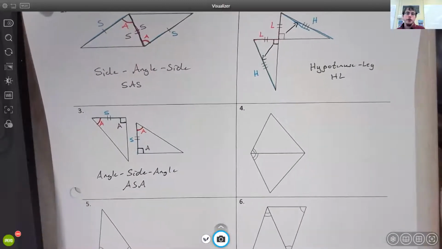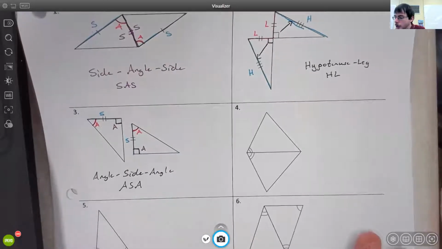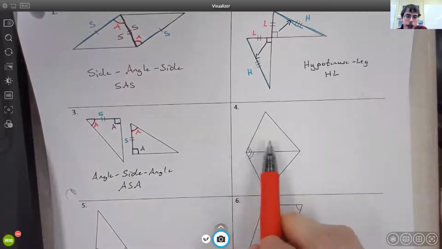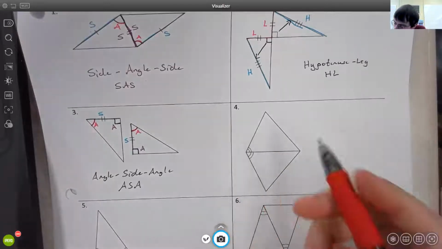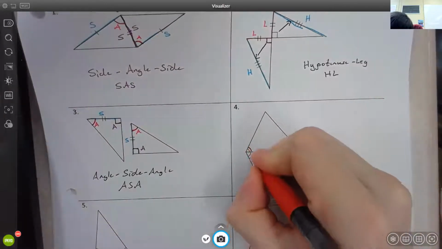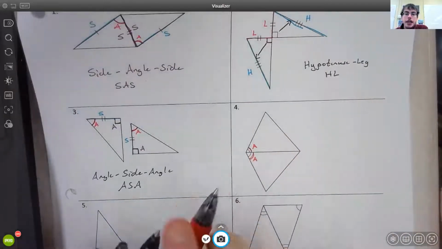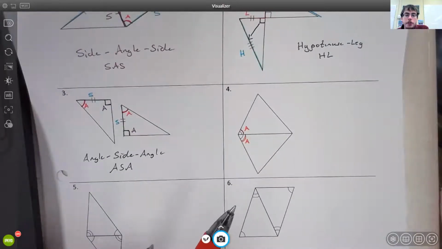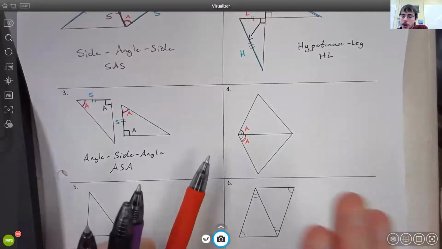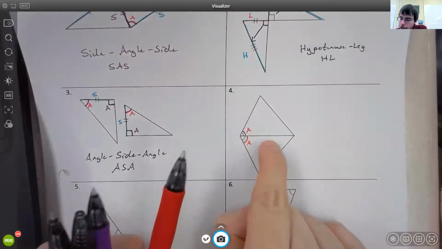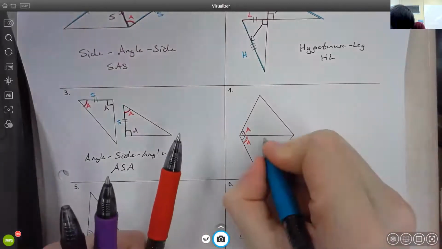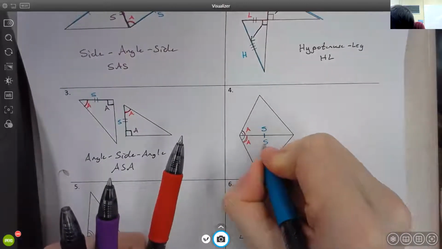All right, let's look at number 4. Let's see if this one's anything. So here we have a triangle and we have our diagram markings here. So we know that this is an angle and this is an angle, right? Now we don't see any other markings here, right? We don't see any vertical angles, anything else, but we do see a shared side. So we know that these have to be congruent.